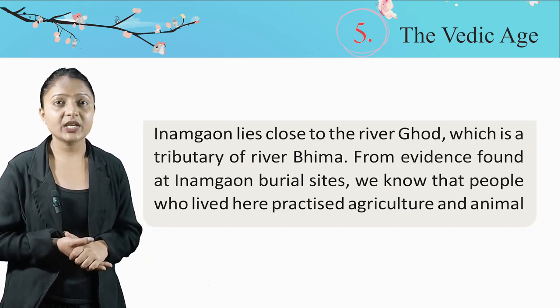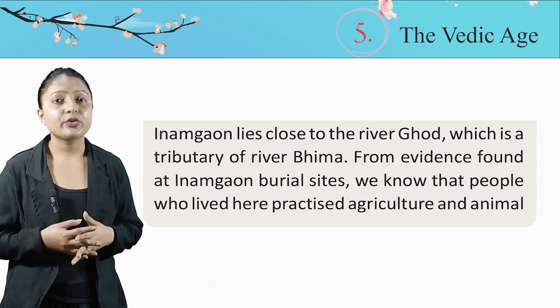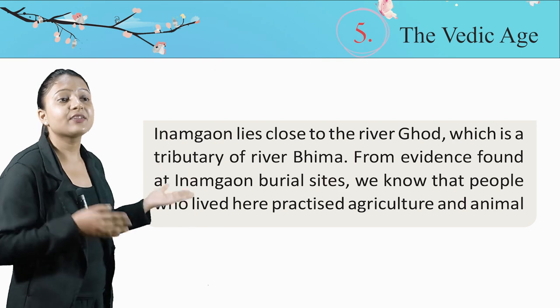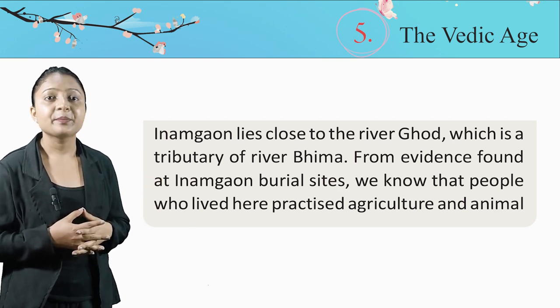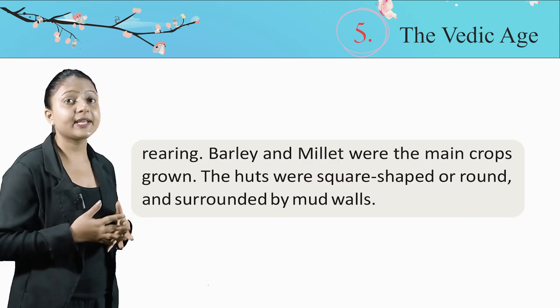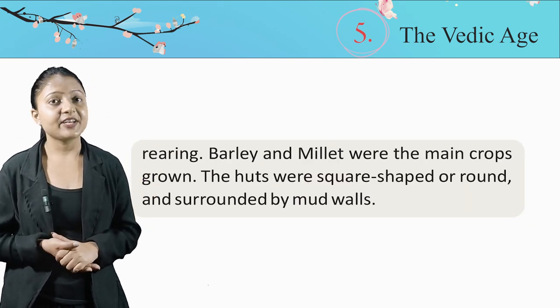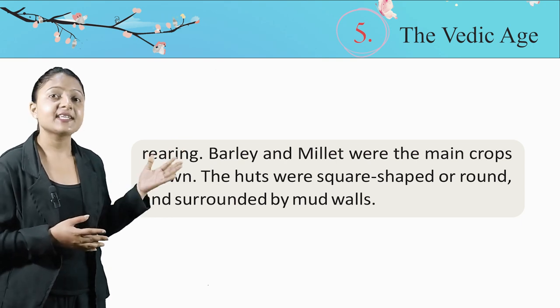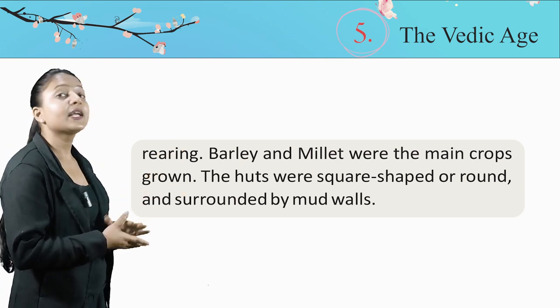Inamgaon lies close to the river Ghod, which is a tributary of the river Bhima. From evidence found at Inamgaon burial sites, we know that people who lived here practiced agriculture and animal rearing. Barley and millet were the main crops grown. The huts were square-shaped or round and surrounded by mud walls.